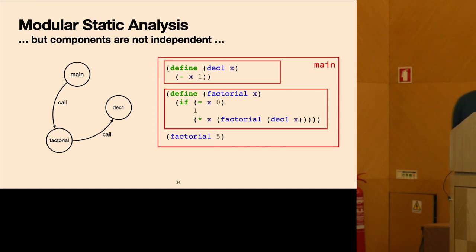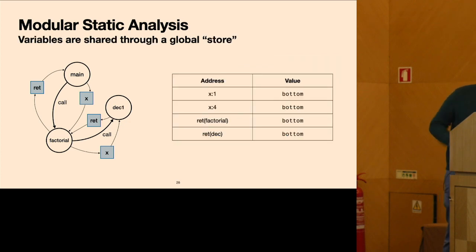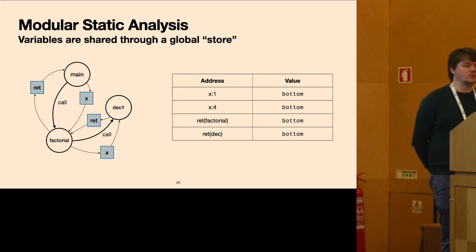They can call each other, for example. Here main calls factorial, and factorial calls decrement1. Furthermore, they also share variables with each other. And when those are updated, we might also need to reanalyze one of the components that we thought were independent. To illustrate this, I have a very small example. What you see on the right now is what we call a store, which is an abstraction of the program's memory.